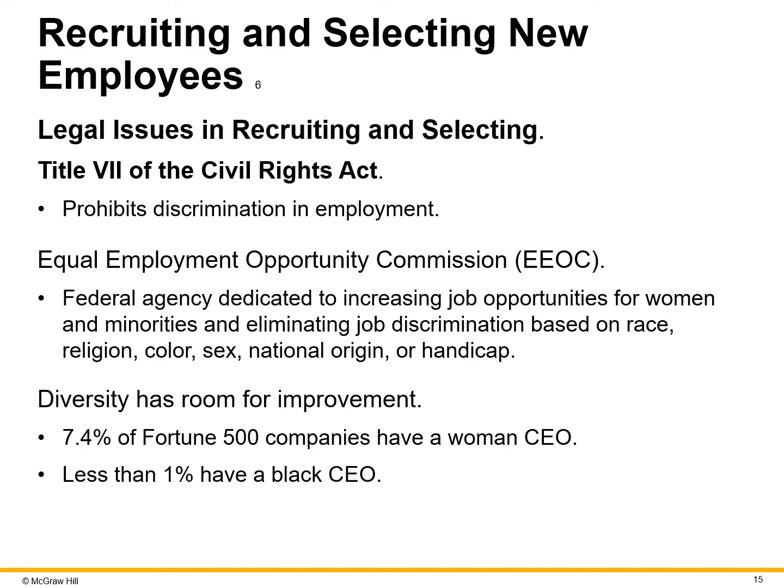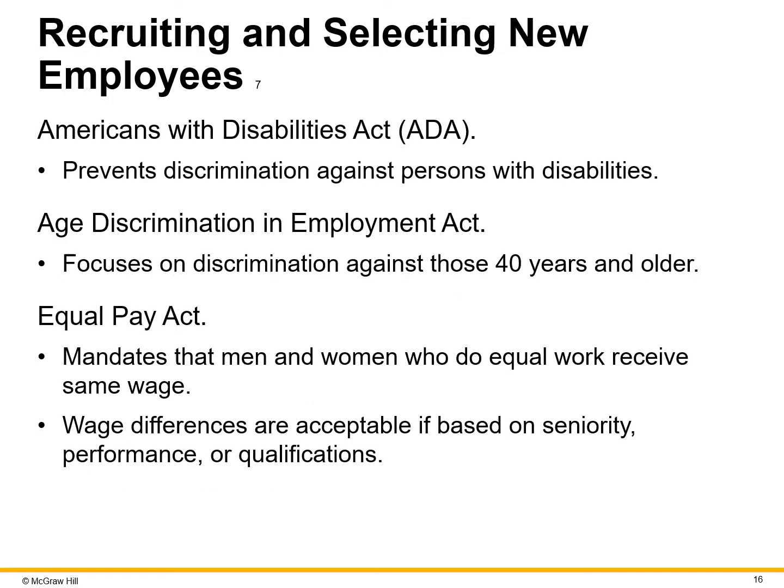Employers must not impose sex distinctions on job specifications, job descriptions, and newspaper ads. The Civil Rights Act of 1964 also outlawed the use of discriminatory tests for applicants. The Americans with Disabilities Act prevents discrimination against disabilities.